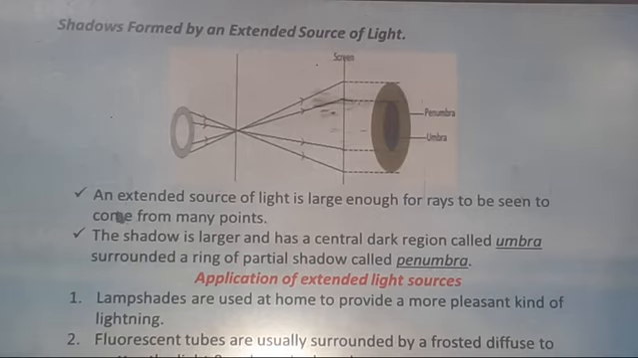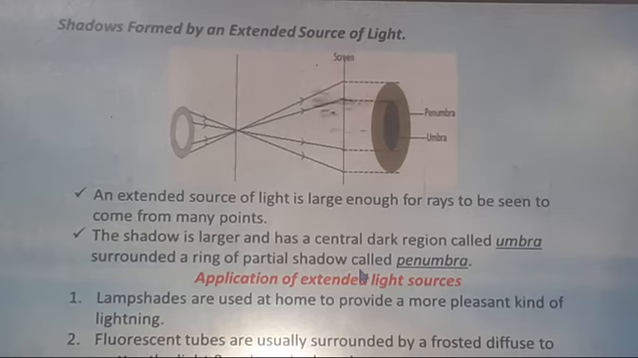What is going to happen? An extended source of light is large enough for rays to be seen coming from many points. The shadow is larger and has a central dark region. In the shadow, we have two parts: the dark one and the other one that is partially dark. So the two regions are, one, the darker, called umbra, and the other, partial, called penumbra.